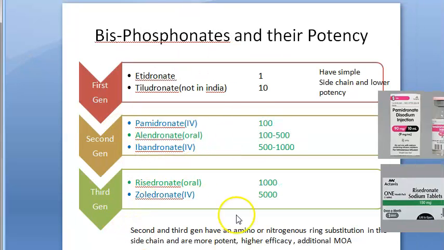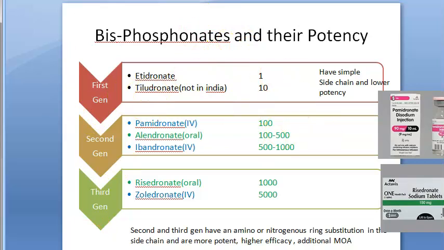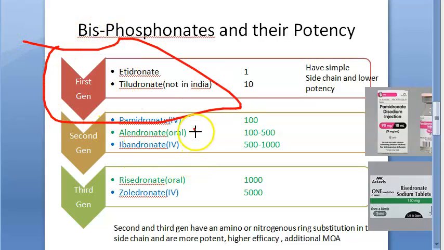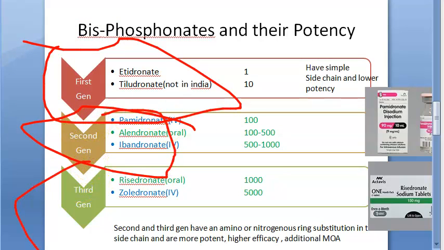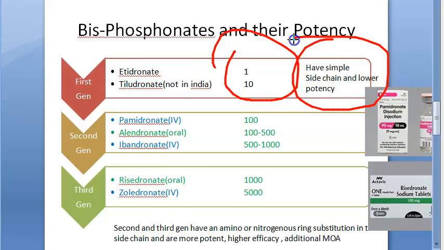This is the classification of bisphosphonates, and we look at the potency of these drugs. There's a first generation, second generation and a third generation drug. This is the way they were found: first generation, then they found something better in second generation, and in third generation something much better. So basically that's how it progresses. The first generation drugs have a simpler side chain and very low potency. You can see their potency is just this much. They are not actually used now.